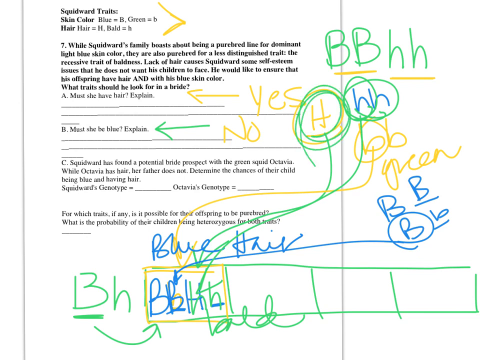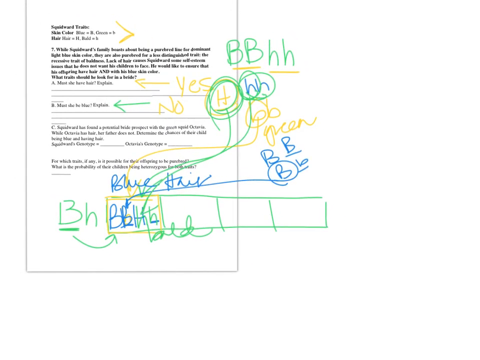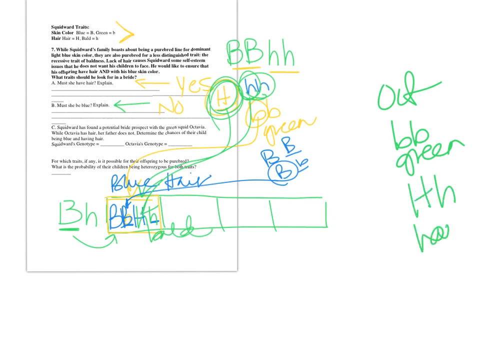So Squidward has found this potential bride. She's green. So I'm running out of room here. So she is green. Hang on. Let's squeeze it over here. So she is green. So she's little b. She's green. This is Octavia, whatever her name is. And while she has hair, her father does not. That means she's heterozygous. She has hair, but she got the little H from dad. Does that matter? What is the chance of their child being blue and having hair?